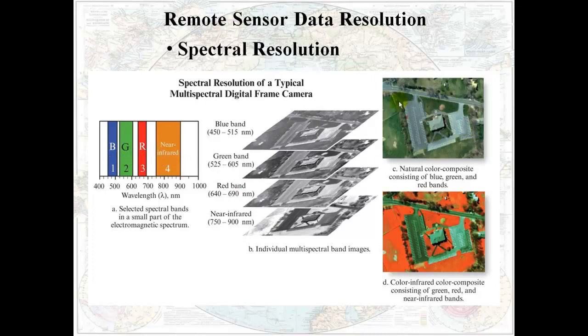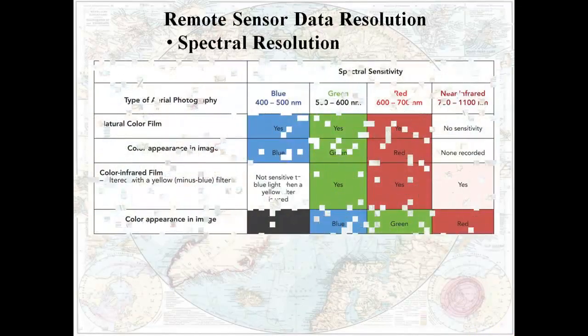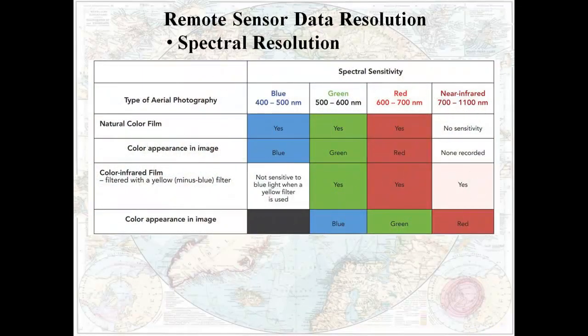And so here we have a natural color composite, blue, green, and red, and this one we have an infrared color composite, and we have green, red, and near infrared. So the near infrared is being displayed as red, and that will come out as vegetation showing up as red in these things. This kind of shows you about spectral resolution again, what the widths of the bands might be, and with types of photography, what type of film can record which bands of the spectrum.